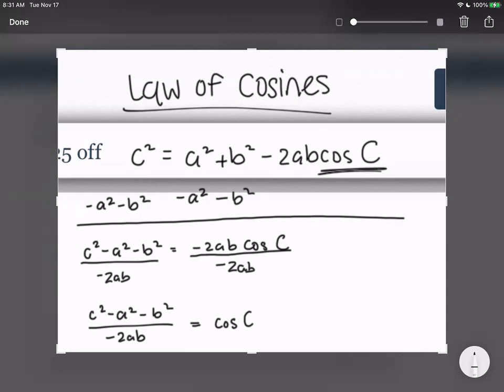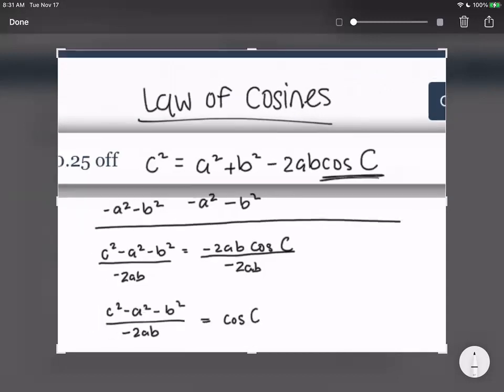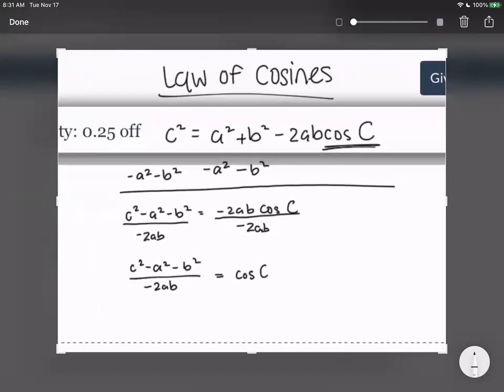And then what we can do here is inverse cosine. Zoom out a little bit. So if we do the cosine inverse of this entire thing, that would give us the degree c.